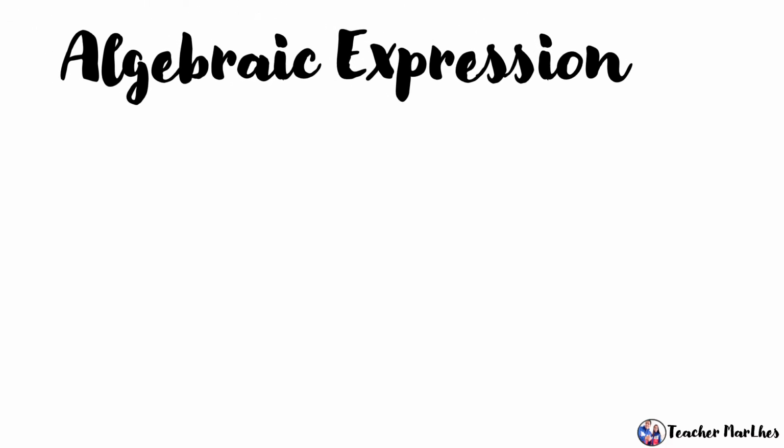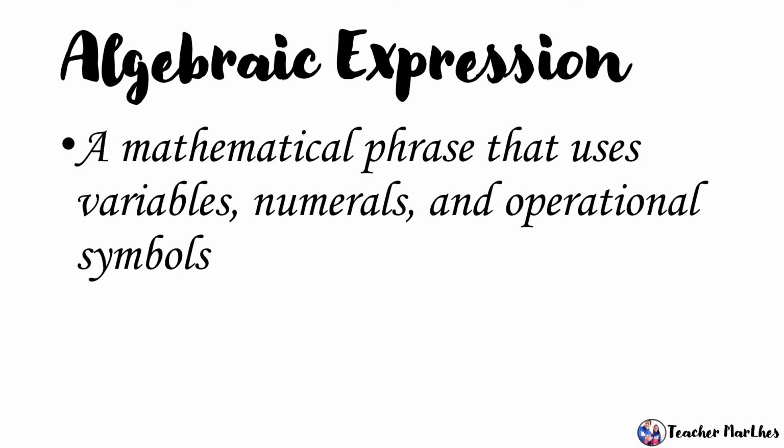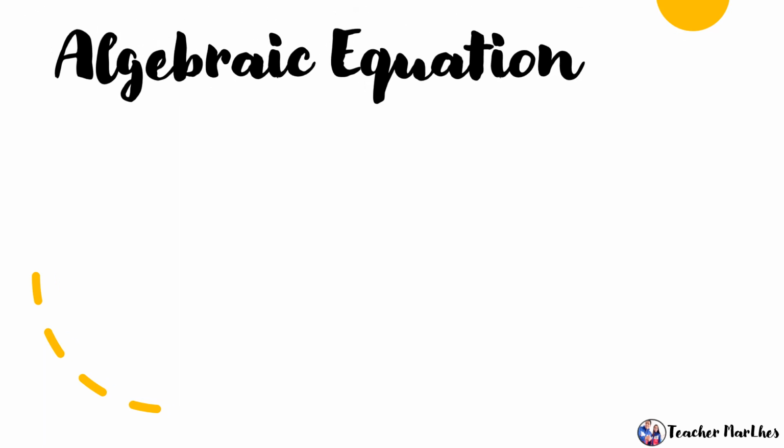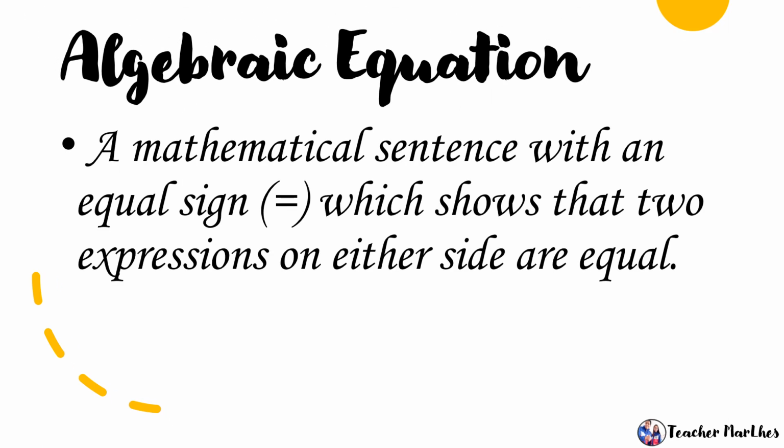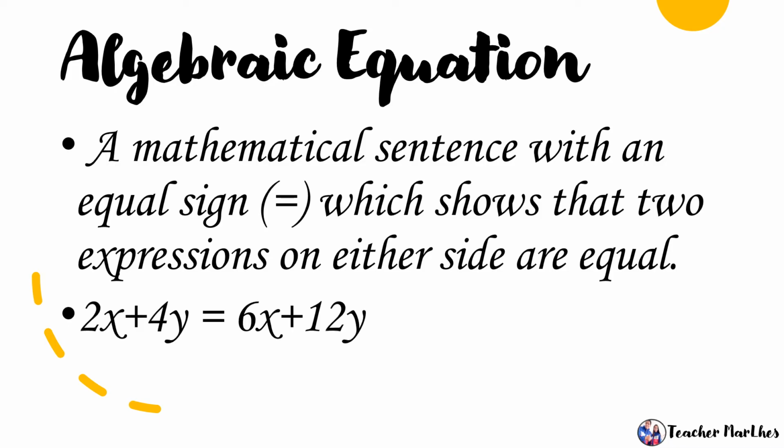We have algebraic expression. It is a mathematical phrase that uses variables, numerals, and operational symbols. Example of algebraic expression is 2x plus 4y. Algebraic equation is a mathematical sentence with an equal sign which shows that two expressions on either side are equal. Example of algebraic equation is 2x plus 4y equals 6x plus 12y.